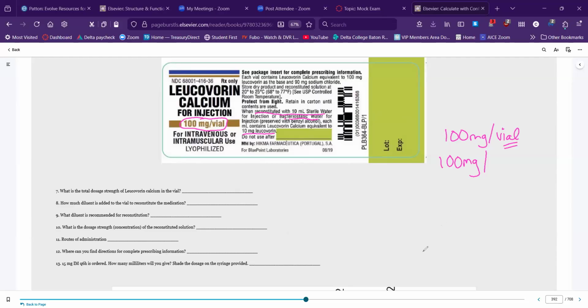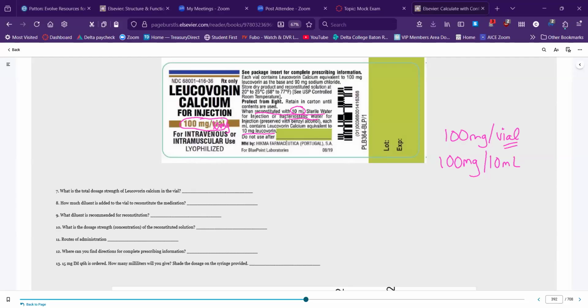Two? Where'd you get two from? I just did a conversion of 100 milligrams over 10 milligrams. Okay. So actually, because I'm adding 10 mLs to the vial, now I have 10 milligrams per mL in my vial. So it's going to be 100 milligrams per 10 mLs. Per 10, okay. Does that make sense?